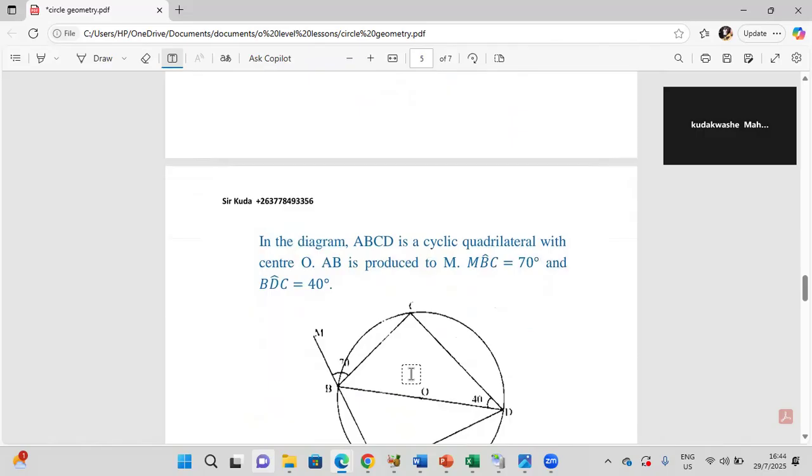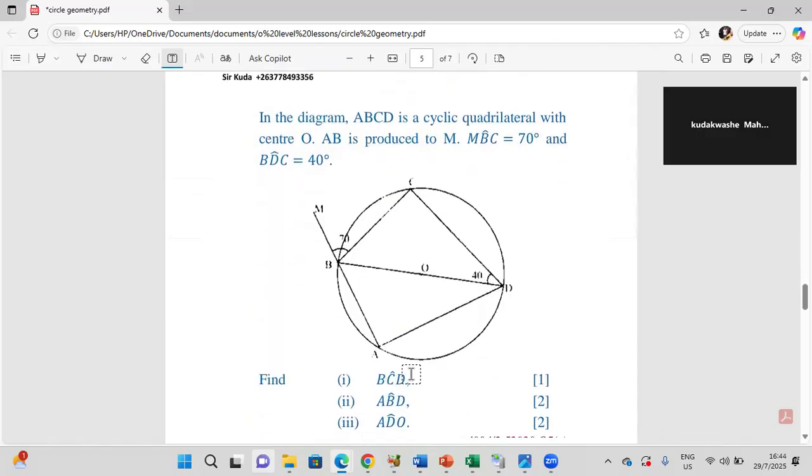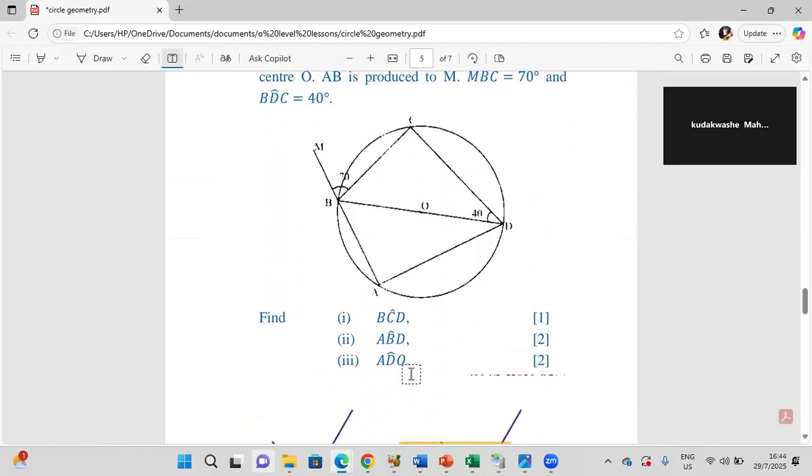Now let's look at the last question which I gave you. Let's quickly do this one. Time is not on my side. Before we even go further, the triangle is sitting on the diameter BD, so this is 90. I'm sure now you are getting this one. If the triangle is sitting on the diameter, it forms 90 degrees at the circumference.